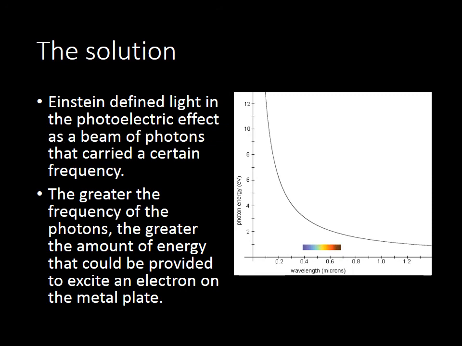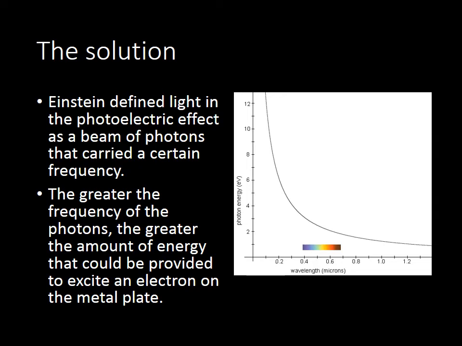So Einstein defined light in the photoelectric effect as basically a beam of photons, a beam of these little bitty, discrete packets of light energy, and each one of these photons carries a frequency, and because they carry a frequency, they also have to carry a wavelength. And what he said was that the greater the frequency of the photons, the greater the amount of energy they could provide to excite an electron on the metal plate.